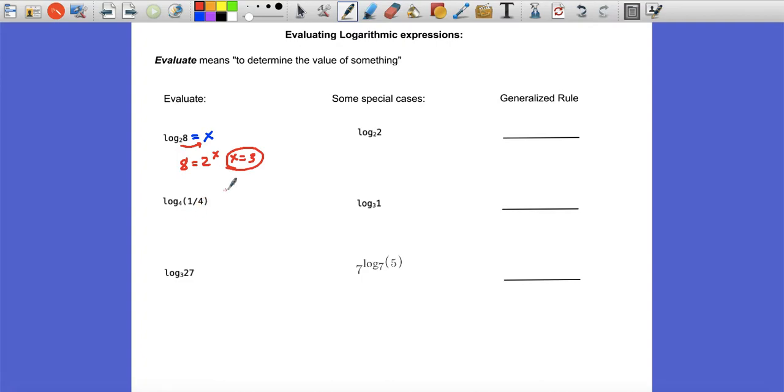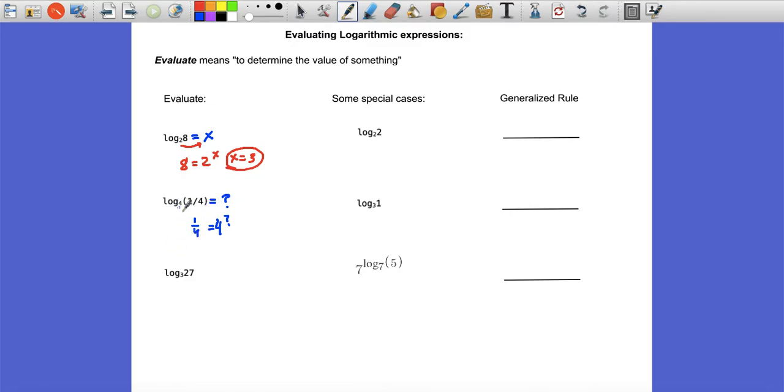So we have log base 4 of 1/4. Again, we start by thinking, okay, what is this equal to? The best way to start is by saying equals x, or I'm going to say equals question mark, because you can also do something like that. We want to know what this is equal to. So we rewrite in exponential form. We bring our 4 over, make it 4 to the power of unknown, question mark, equals 1/4.